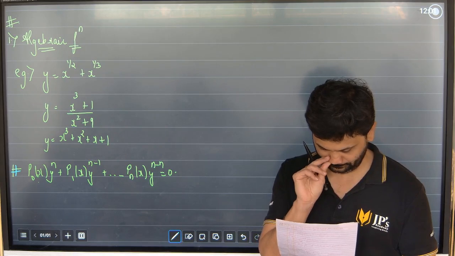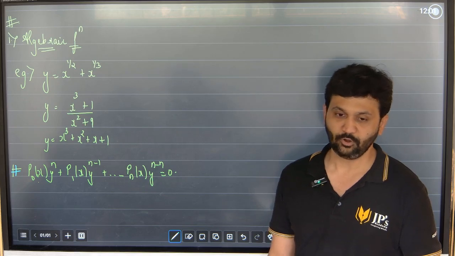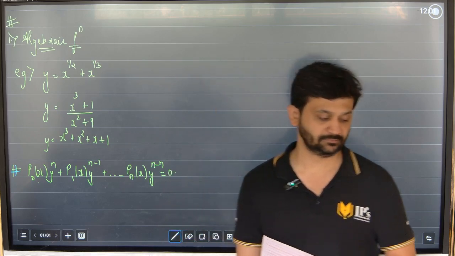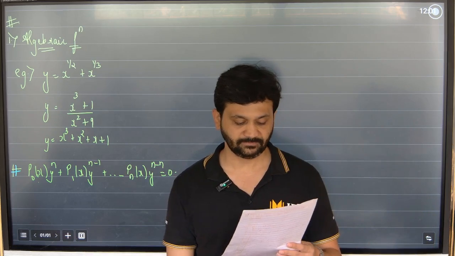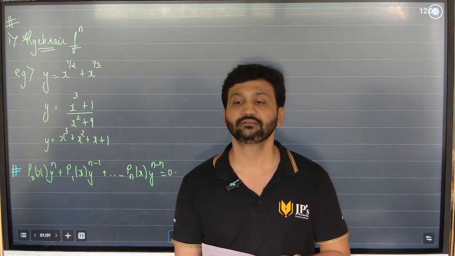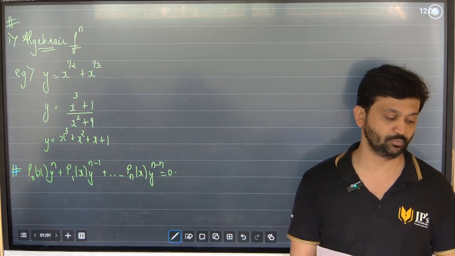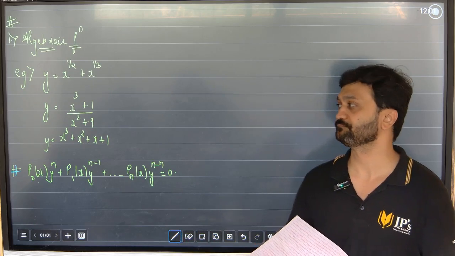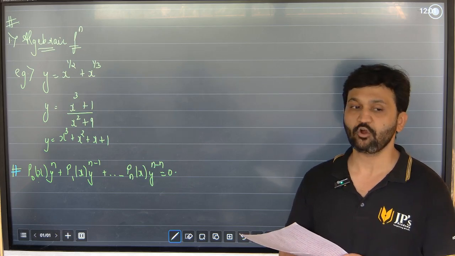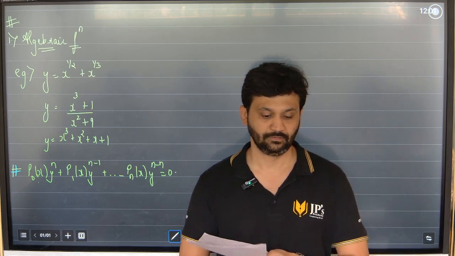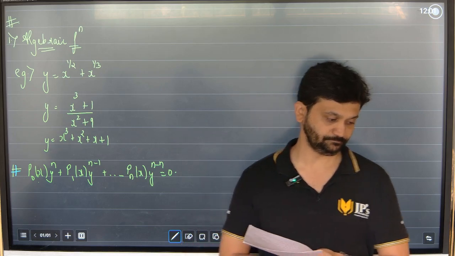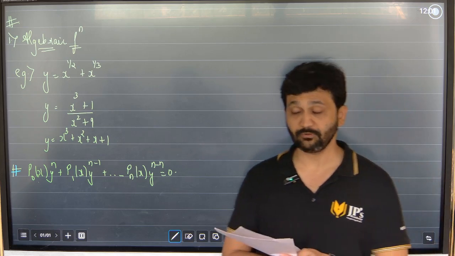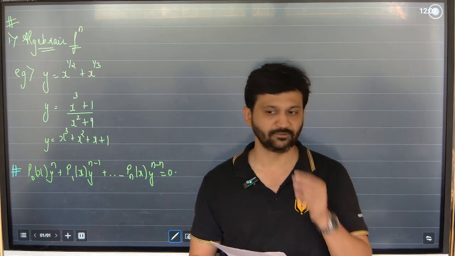Where P naught x, P1 x, P2 x, dot dot dot Pn x are functions of x which are called polynomial functions or constants.